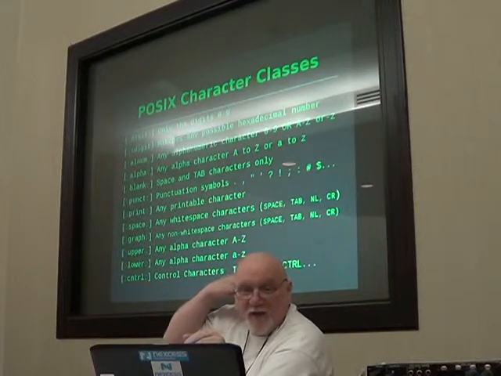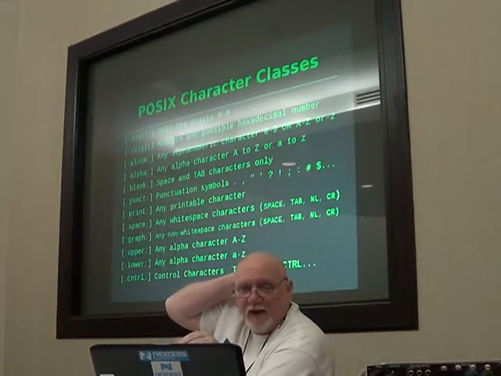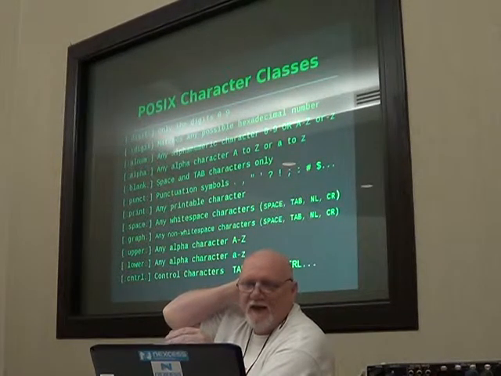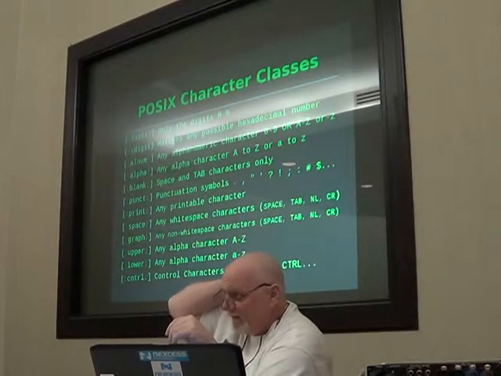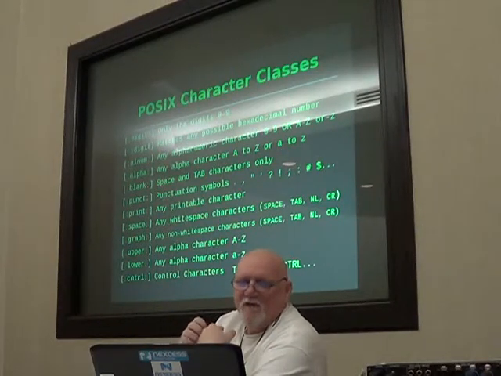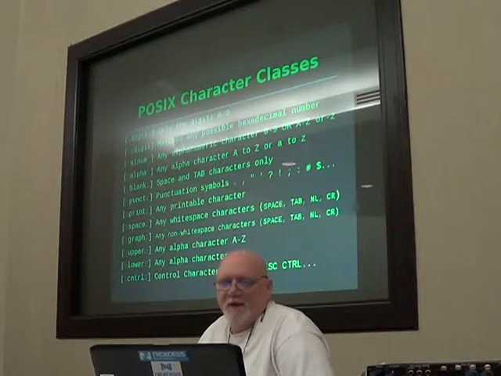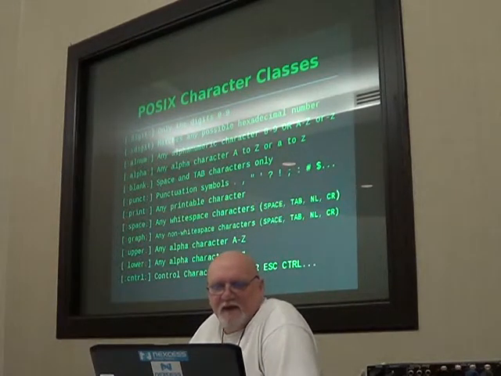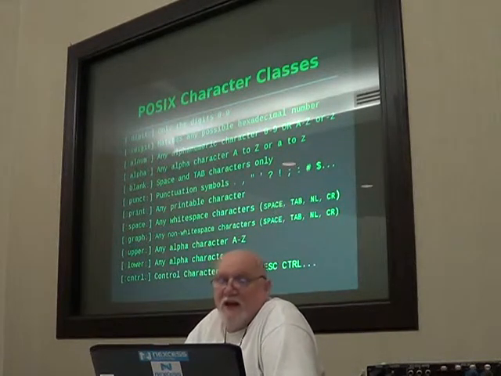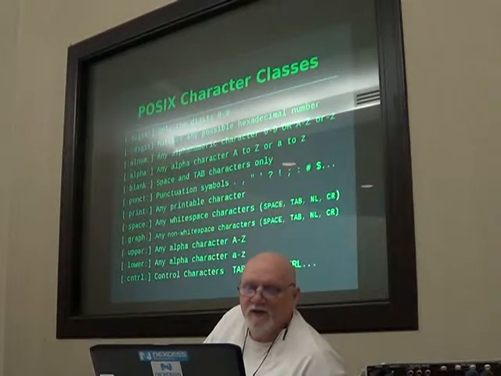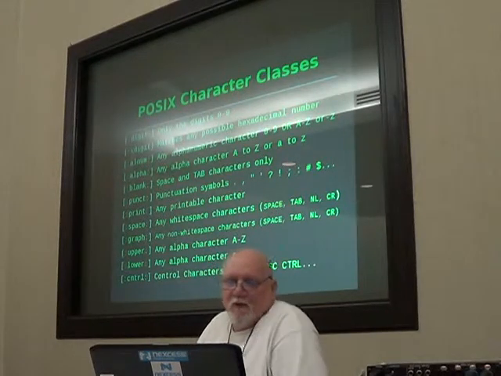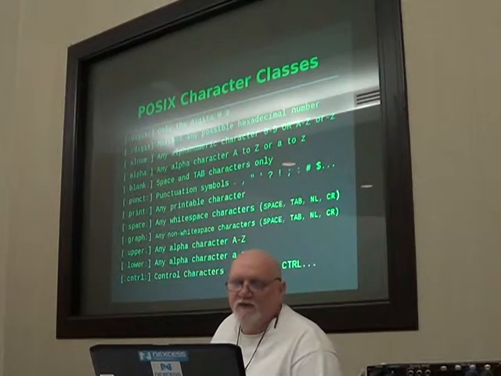And then ALNUM stands for alphanumeric. So that will match all 0 through 9 or A to Z uppercase and A to Z lowercase. I have another typo there, I forgot the A. And then alpha matches any alpha character, so it's going to match uppercase A to Z or lowercase A to Z. And then blank, which will match space and tab characters. Punctuation, which will match the punctuation symbols, such as dot, comma, double quote, single quote, question mark, bang, semicolon, colon, pound sign, dollar sign, etc.